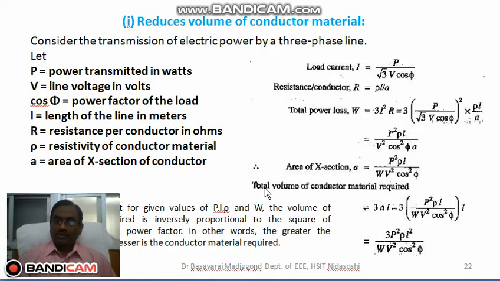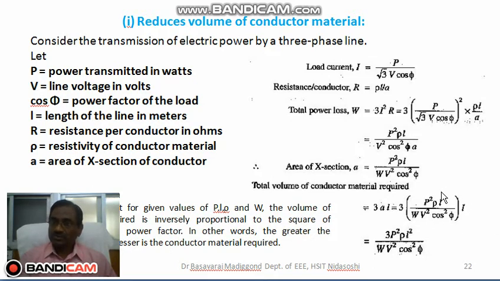So the total volume of the conductor material required is equal to 3AL. Why 3? Again, because it is a three phase line, so we have three conductors. So we have to take the total volume of the conductor material required for three phase, which is 3 into A into L. Substitute the value of A from here. So we get 3 P square rho L by W V square cos square phi into L. This L will remain here.